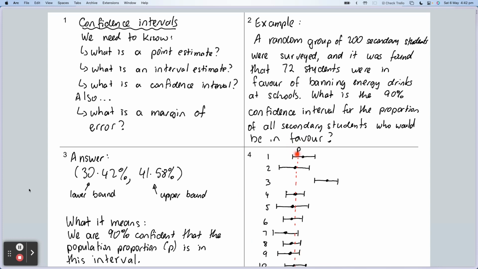Now, slide 4 tries to break that down slightly. So here is P, the fixed population proportion. We don't know what it is, but let's just call it P. And let's just say we take 10 different samples of 200 secondary students. Then we know that every time we take a different sample, we will have a different, or potentially different, sample proportion. So these lines here represent the different sample proportions and the interval where we think P might exist.